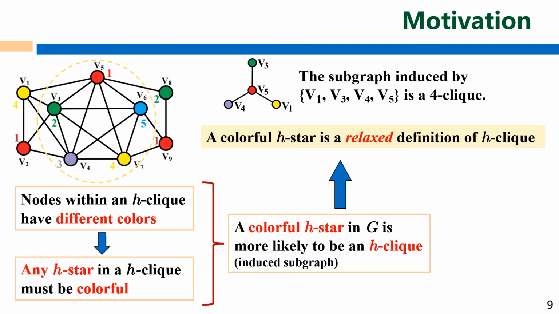Note that after performing a graph coloring algorithm on a graph, nodes within an h-clique have different colors. Therefore, any h-star in an h-clique must be colorful. This provides us an intuition that if we pick a colorful h-star from the graph G, this colorful h-star is more likely to be an h-clique. That is, a colorful edge star can be considered as a relaxed definition of an edge clique. Here we can see that the subgraph induced by this colorful 4-star is actually a 4-clique.